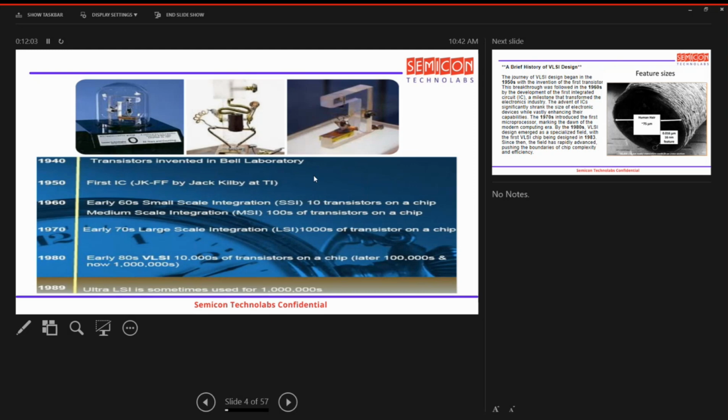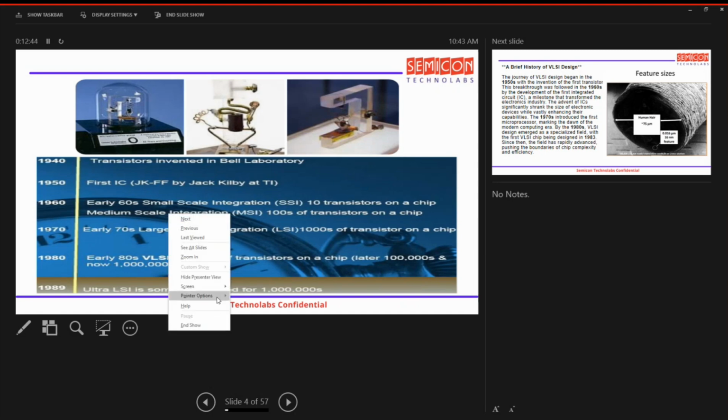Now, on the left side, the first image which you can see here is nothing but a transistor. A single transistor was so big. In 1940, the transistor was invented at Bell Laboratory. In 1950, the first IC, a JK flip-flop, was made by Jack Kilby at TI. From transistors, by integrating the transistors, we started preparing integrated circuits, ICs. Then in the early 60s, small scale integration, SSI, put 10 transistors on a chip.